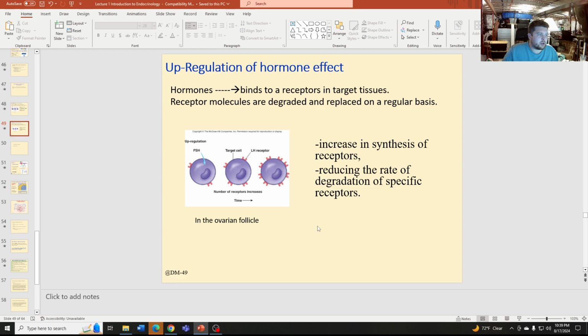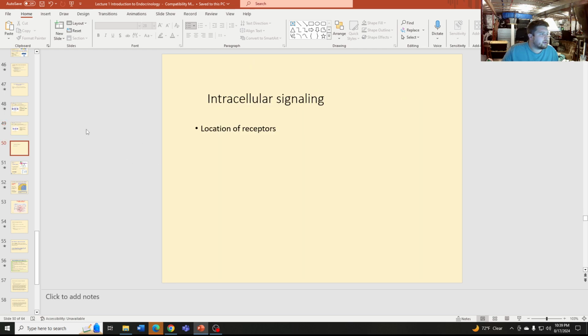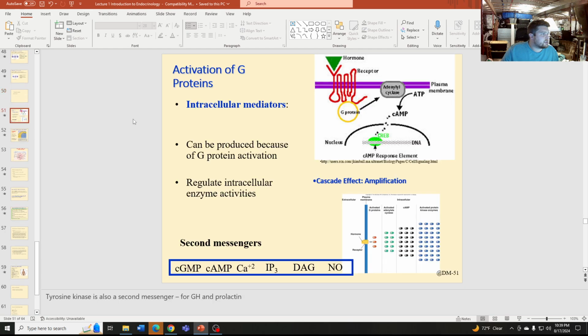All through here, then again, there's upregulation. Intracellular signaling. Recognize all of this. Our G protein coupled receptors can be produced because of the G protein activation. They regulate the intracellular enzyme activities. I'm not going to go deep into this again. If you want to remind yourself about this, the cascade effect, all this kind of stuff, go back to Biochem 1 and review all this.